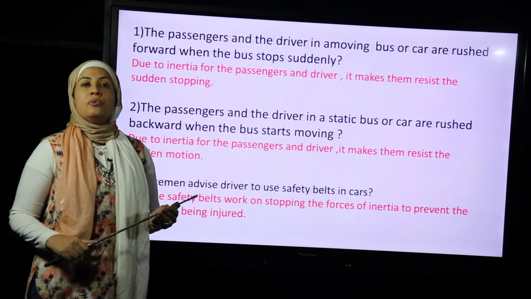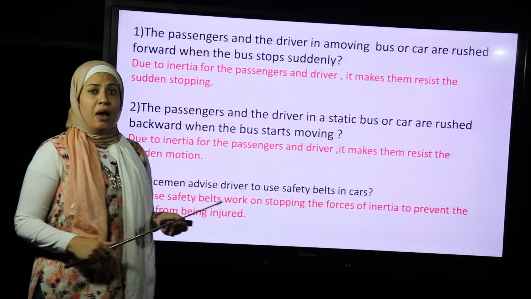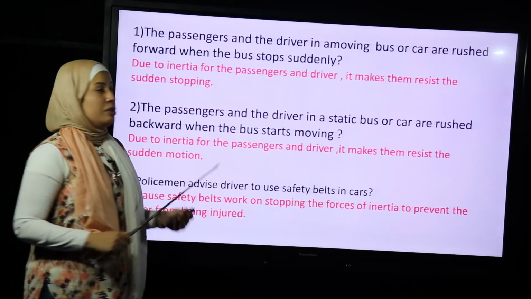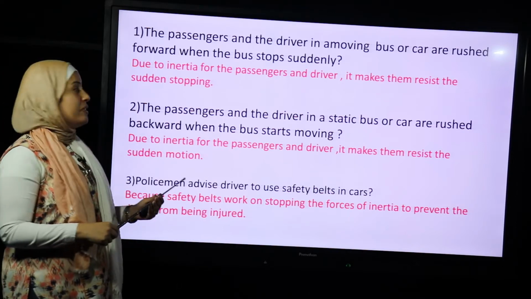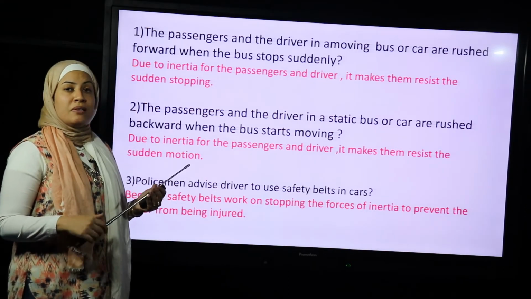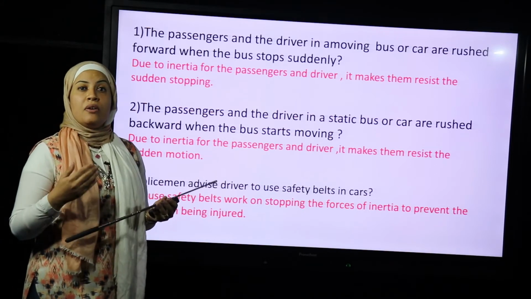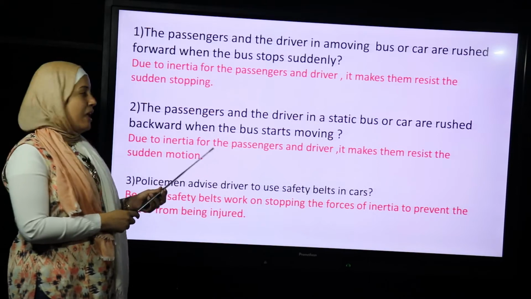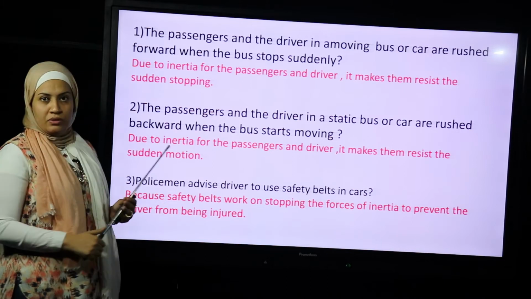What will happen to the passengers or the driver when the car stops suddenly? They will rush forward. Why? Due to inertia, which makes them resist the sudden stopping. What will happen to the passenger and the driver when the car starts to move suddenly? They will rush backward. Why? Due to inertia, which makes them resist the sudden motion.